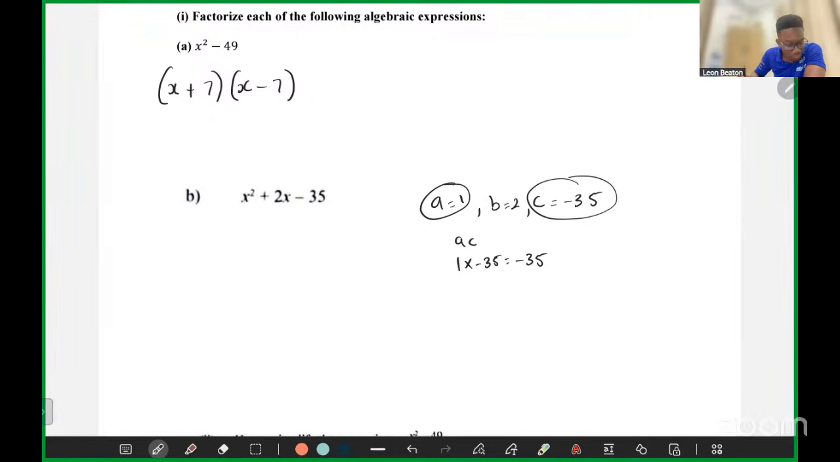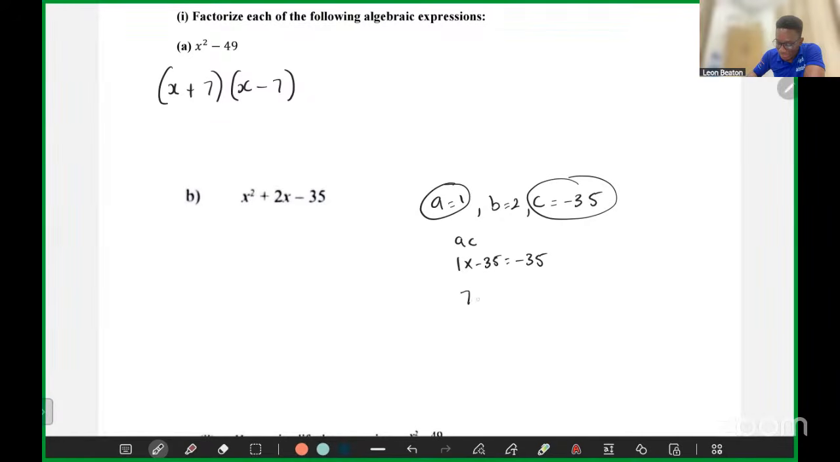So what two numbers can we use? I see, all right, I see the person names. Yeah, let me see, 5, 7, and negative 5. So let me try that.